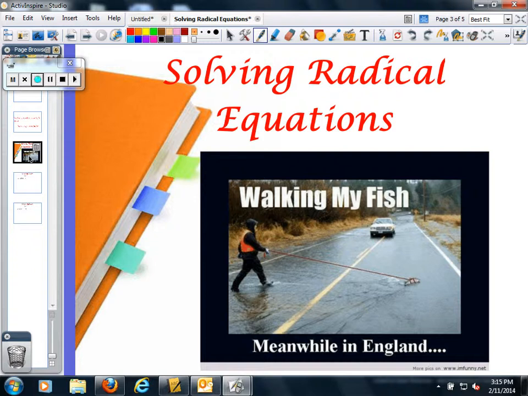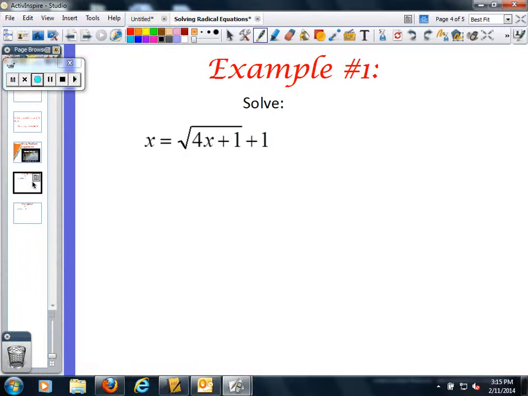Afternoon. So, yeah, yesterday we did simplifying radical expressions. Today we're going to be looking at solving radical equations. So this is going to kind of take us in a little bit farther with what we've been doing. So let's go ahead and look at the first one.